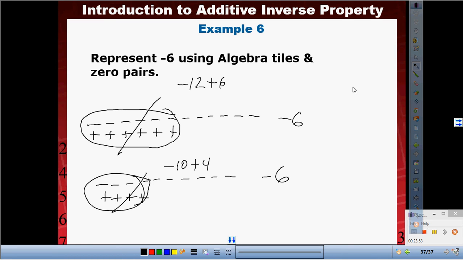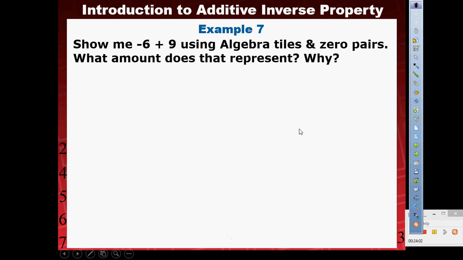So, now that we have that idea by ourselves, copy this one. This is going to be one of the last ones. Example number 7 says, show me negative 6 plus 9 using algebra tiles and 0 pairs. But for this one, answer the questions. What does it represent and why? Think about that why. How would you explain it? Copy that. See if you can do that by yourself. Go.